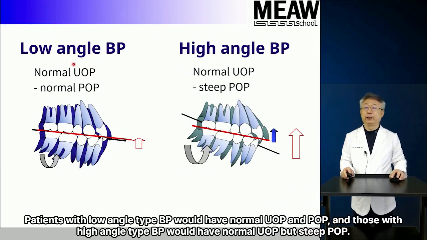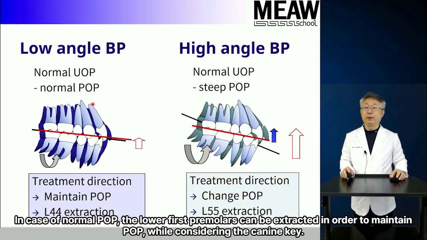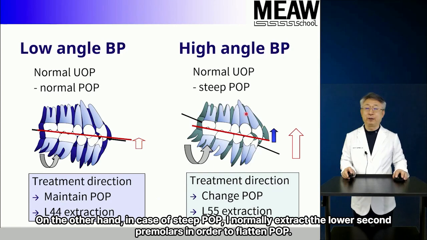Patients with low angle type BP would have normal UOP and POP, and those with high angle type BP would have normal UOP but steep POP. In case of normal POP, the lower first premolars can be extracted in order to maintain POP while considering the Canine key. On the other hand, in case of steep POP, I normally extract the lower second premolars in order to flatten POP.